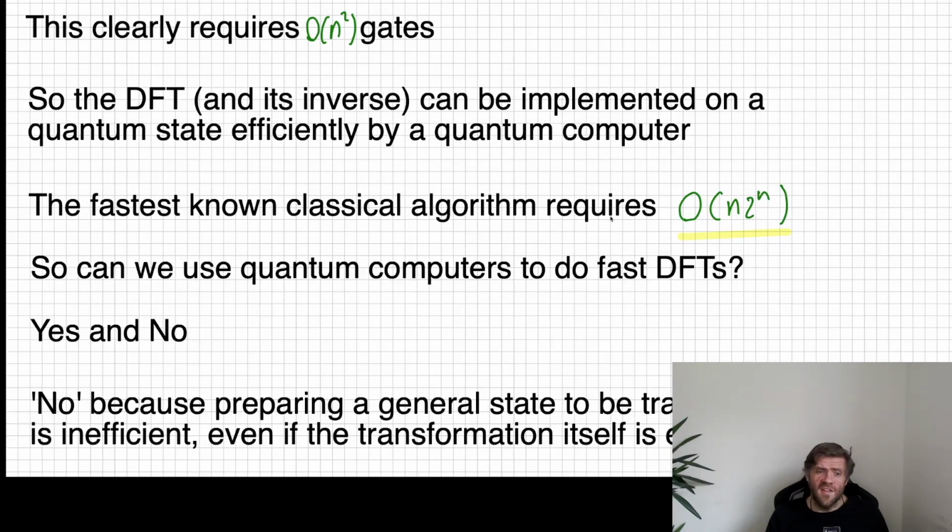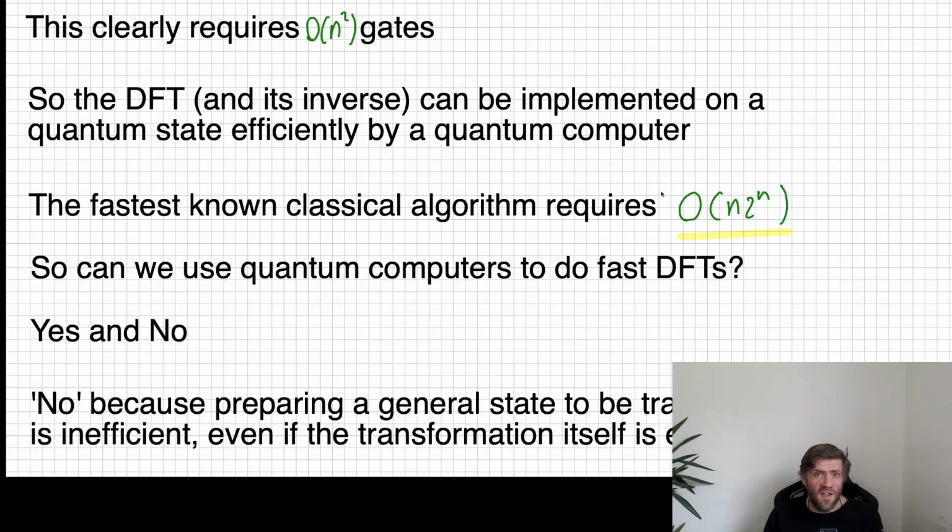Well, the answer to this is yes and no. It's no because preparing a general state to be transformed is inefficient. You have to create a superposition of 2 to the n different data values. That is going to have a horrible complexity. So that complexity is then going to remove possibly all actual advances that you get from the actual discrete Fourier transform being faster. So you're not going to get a nice efficient algorithm for a discrete Fourier transform.